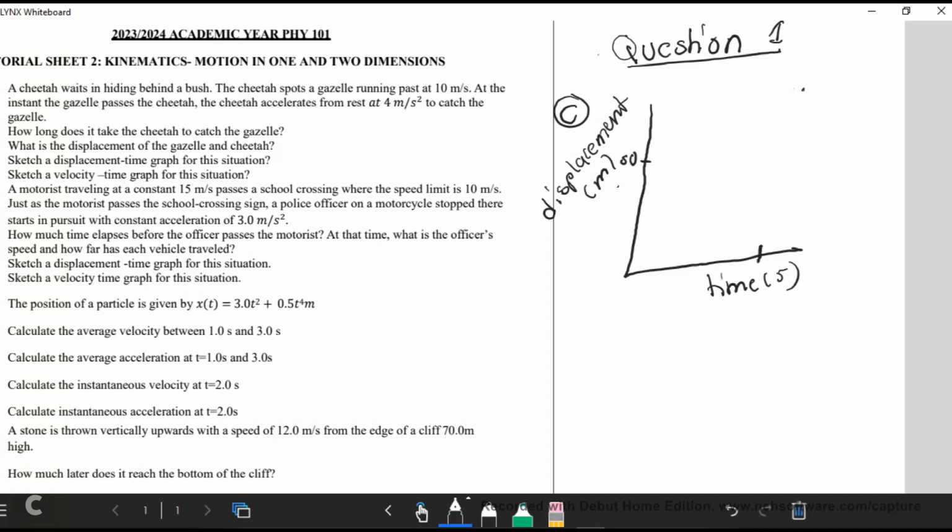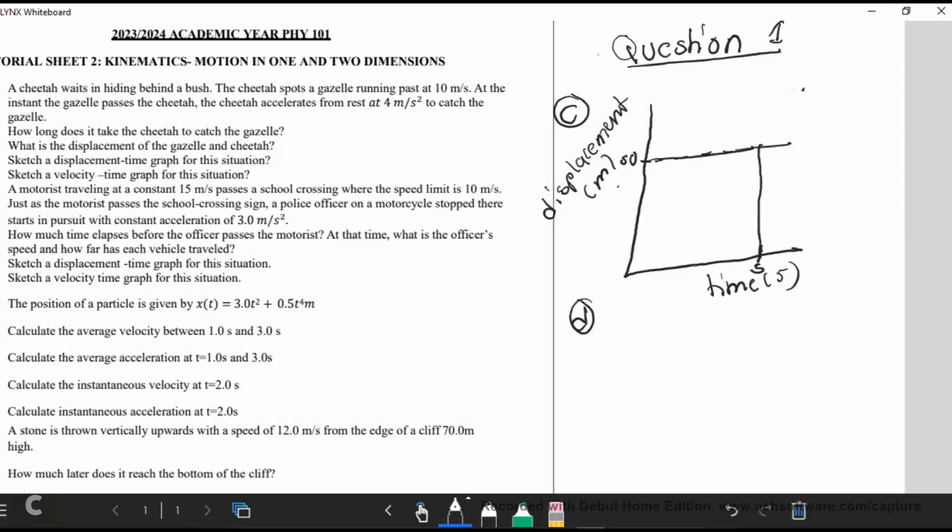So here is supposed to be 5. Then here you just draw a straight line like this. Goes like that, and even here you draw just a straight line like this to show that this is your displacement at which these two moved.